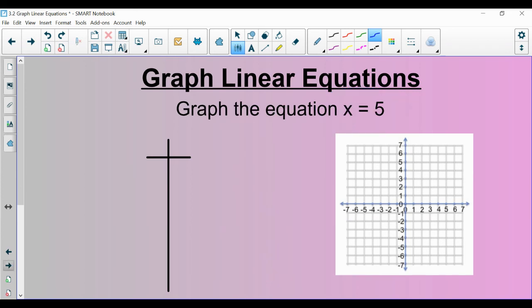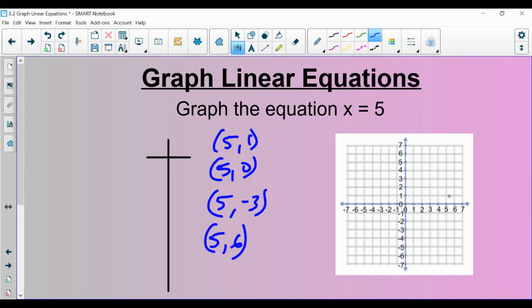Let's do one with x, just the same. This one is saying that the x value has to be 5. So pick some points where the x value is 5. 5, 1. 5, 0. 5, negative 3, right? This is true that the x value is always 5. I don't care what the y value is. I just know the x value has to be 5. I can plot them: 5, 1; 5, 0; 5, negative 3; 5, 6. What we're seeing is that this line right here is the line where the x value is always 5. I know this is a really ugly line, but if you just use your imagination, it would be prettier. Everywhere along this line, the x value is 5.